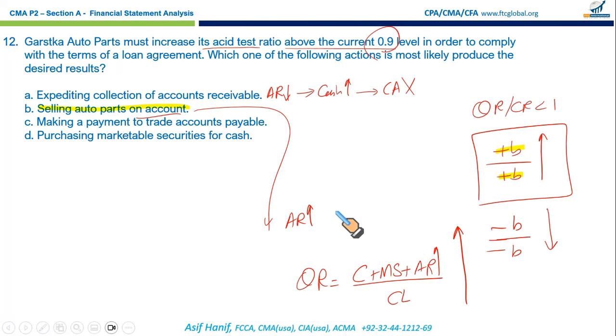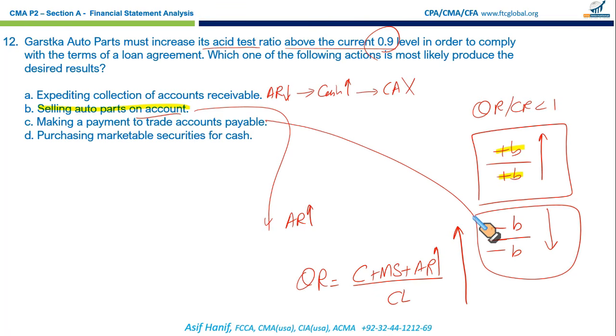What about option C? Making payments to trade accounts payable. That will even deteriorate the ratio. If you make payment to your suppliers, you deduct the same amount from numerator and denominator, and the ratio deteriorates. We don't want that to happen. Purchasing marketable securities for cash will have no effect, neither increase nor decrease, because the marketable securities level goes up and your cash falls. So it's simply an adjustment within the numerator, and the total numerator stays the same. So the right option is B.